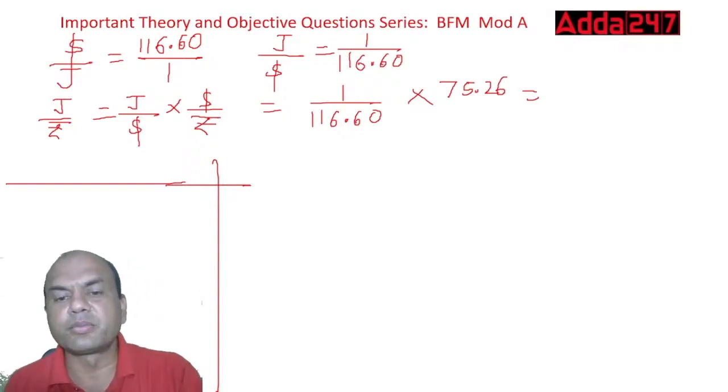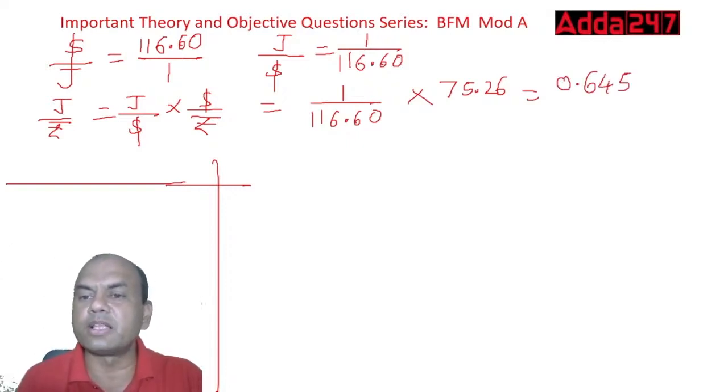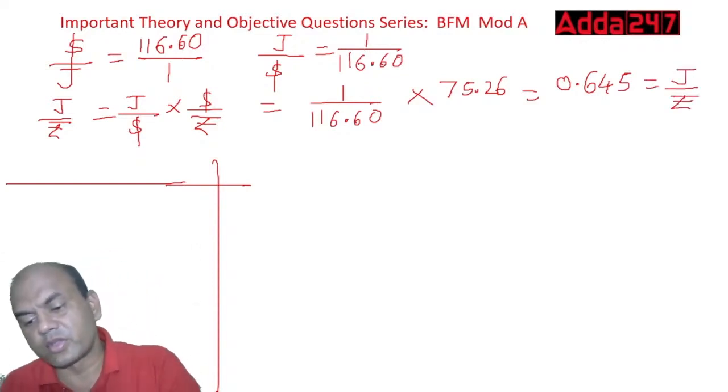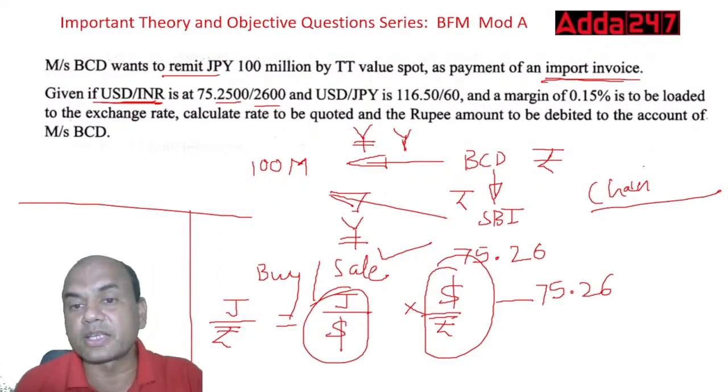So I'm getting it as 0.645, right? 0.645 for 1 JPY. So what is this rate? JPY to INR, right? This is what I want. What rate will you be quoting to that customer? Calculate the rate. But see here, there is a margin also involved.